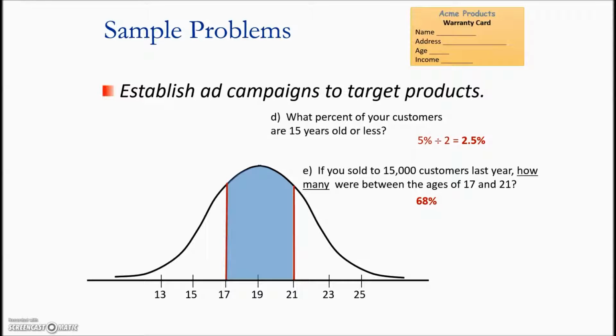And then to answer how many, we will take 68% of 15,000, which means we're going to multiply, converting that percent into a decimal. And it turns out there were 10,200 customers last year in those age ranges asked.